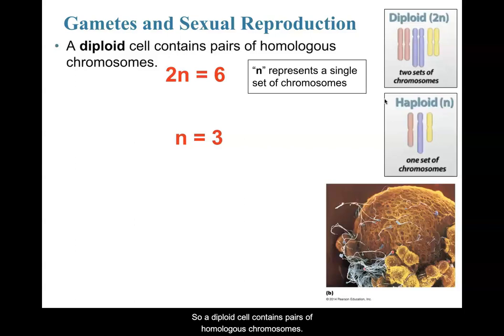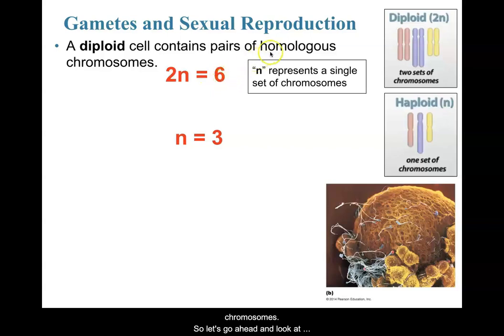So a diploid cell contains pairs of homologous chromosomes. The letter N in this case is going to represent a single set of chromosomes. So in a diploid cell, we multiply that single set by 2 since we have pairs occurring. So 2 times the single set gives us the number. For this organism example that I'm talking about, we're talking about 6 chromosomes.